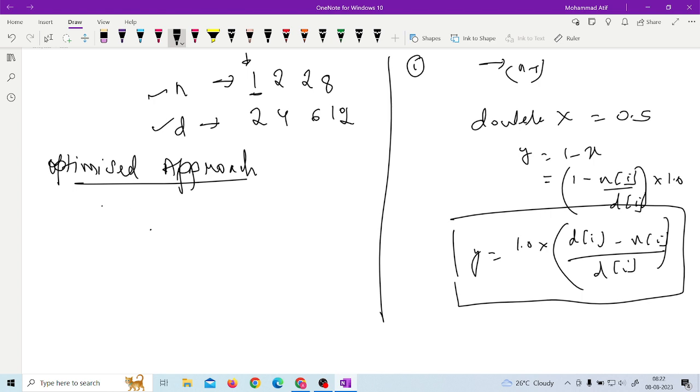Optimized approach. Since we are traversing, suppose that I am standing at the ith index and my x equals 0.33. So what I will search is whether, till now, y equals 0.67 was present in the array or not. If it was present, I will simply add the frequency of the presence of 0.67, right? I hope I am able to explain you till now.